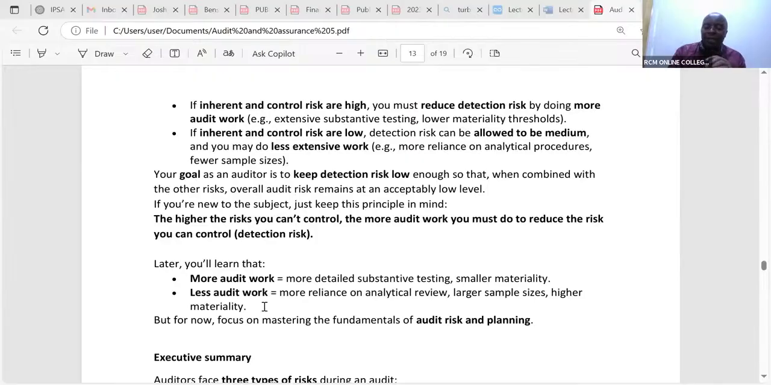Now, ladies and gentlemen, please listen to me very well. Materiality is a point of significance. It's a threshold. So if I want to do a lot of audit work, it means that I test more transactions, a bigger number of transactions. How do I test a bigger number of transactions? By ensuring that this threshold is taken very, very low. That doesn't make sense.